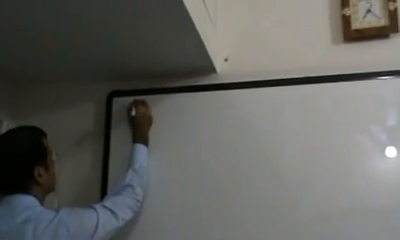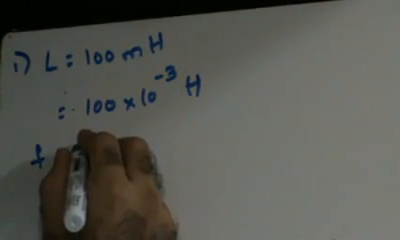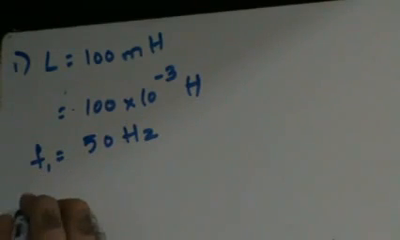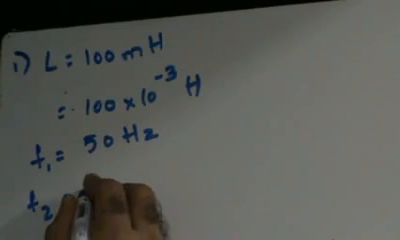Take down the sum please. Find the reactance of a coil of inductance 100 millihenry at a frequency of 50 hertz and at 1000 hertz.